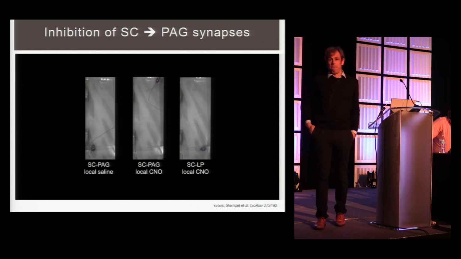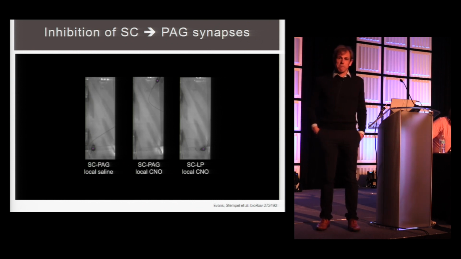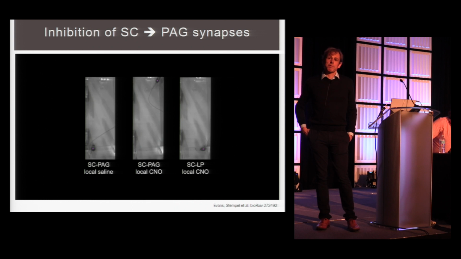But is it the same population, you think, in that case? Yes, it's the same excitatory population, V2 neurons, for sure. They also receive input from the prefrontal cortex, for example, directly. All right, thanks, very cool.